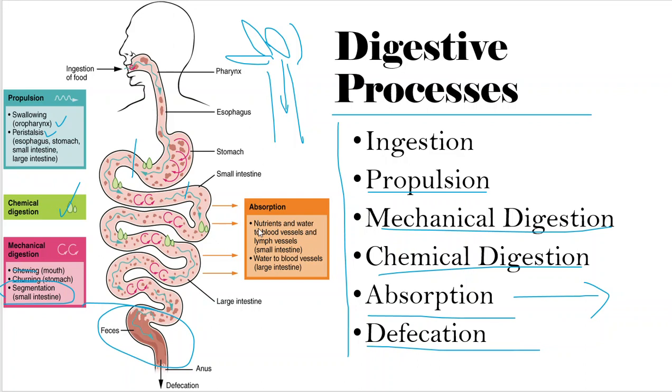Absorption, nutrients and water into the blood in the small bowel. The colon is basically absorbing some of the water. We have to have some to lubricate the feces so that it doesn't scrape the inside of the colon.